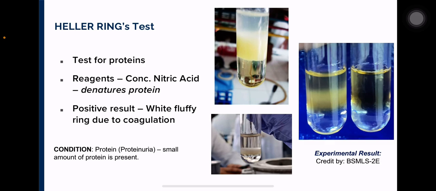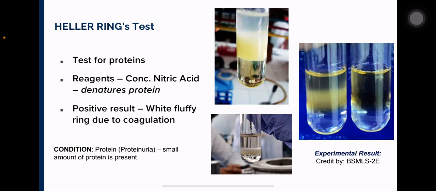So as a result, a white coagulated ring is formed between the two layers of protein solution and the mineral acid. So the uses of Heller's test. Heller's test is a biological test used for the detection of proteins in biological fluids. So the test is better than the other similar tests as the test requires a small amount of urine sample.